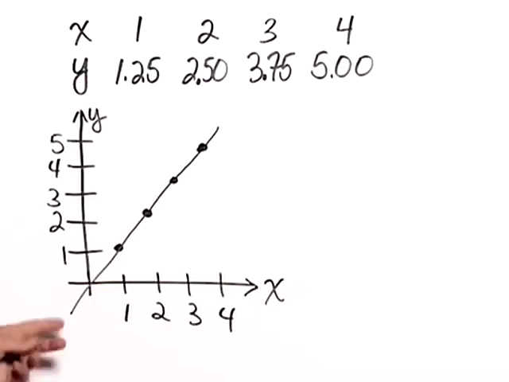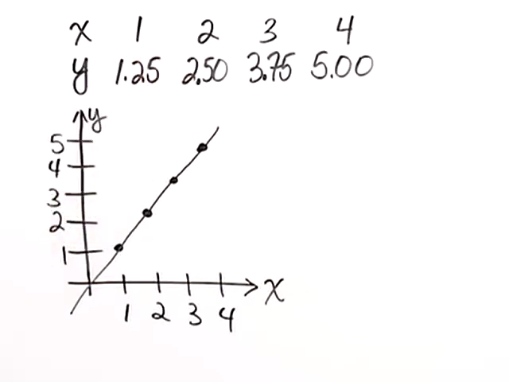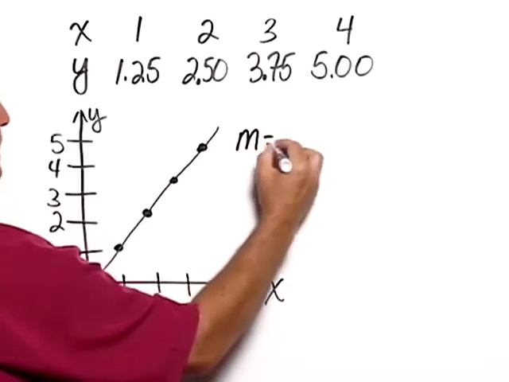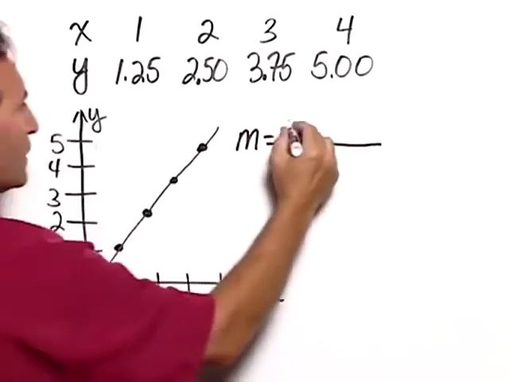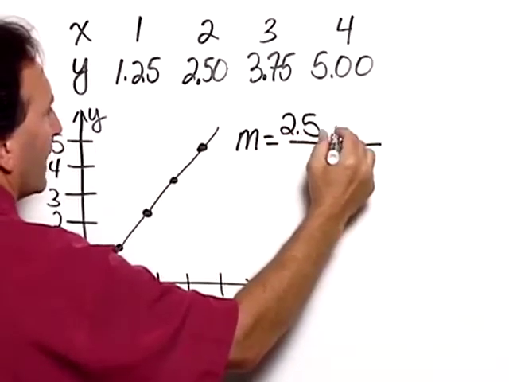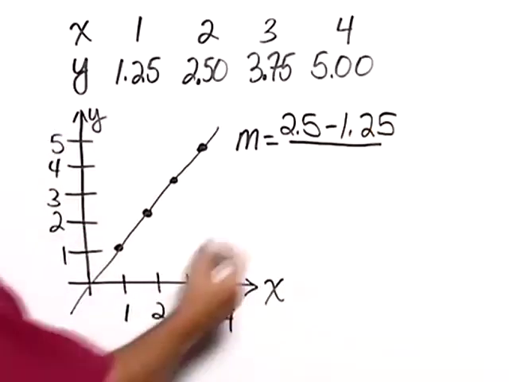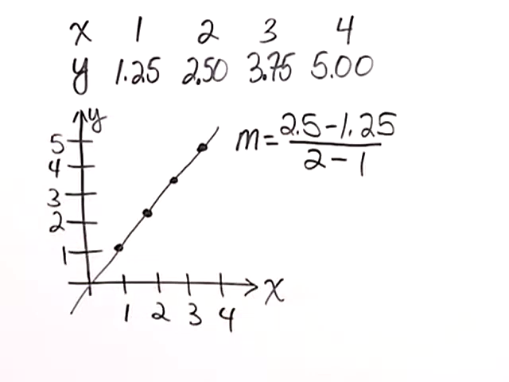Well, it appears to us as though these lie on a straight line. Let's take the first 2 points and we'll calculate the slope using the x-coordinates and y-coordinates. Remember that the slope is equal to subtracting the y-coordinates in the numerator, 2.50 minus 1.25, divided by subtracting the x-coordinates in the denominator.